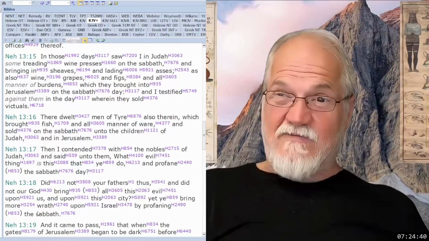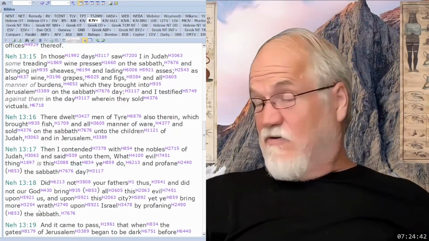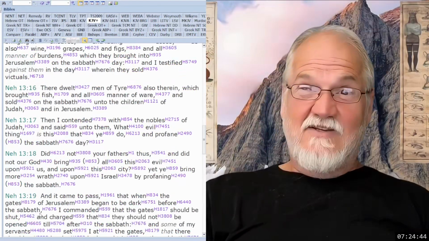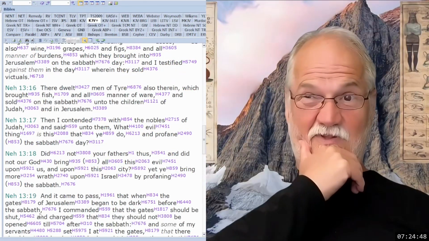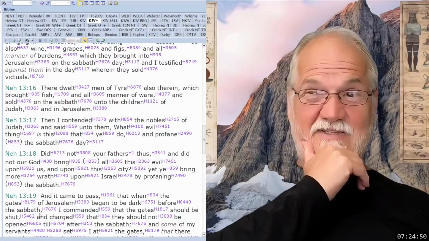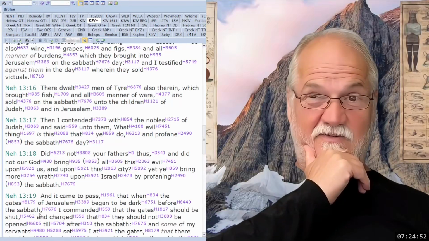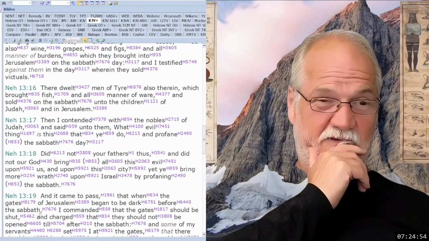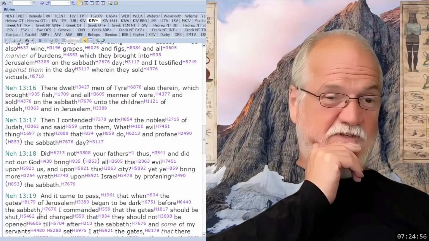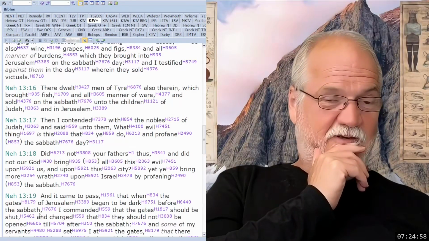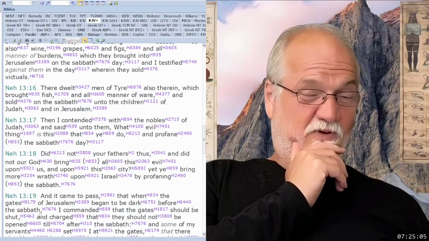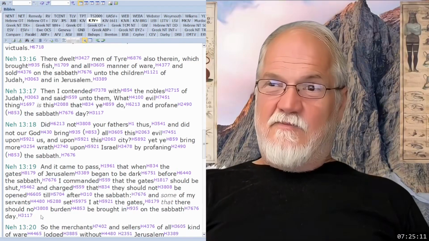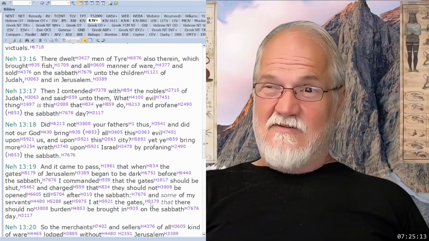Now, we have this symbol here dealing with sunset. So it came to pass when the gates of Jerusalem began to be dark before the Sabbath. So you're going to have these gates that they should be shut. So we have a shut door there, which would symbolize the close of probation, right? So this is probably the close of probation within Adventism. We got the gates there.